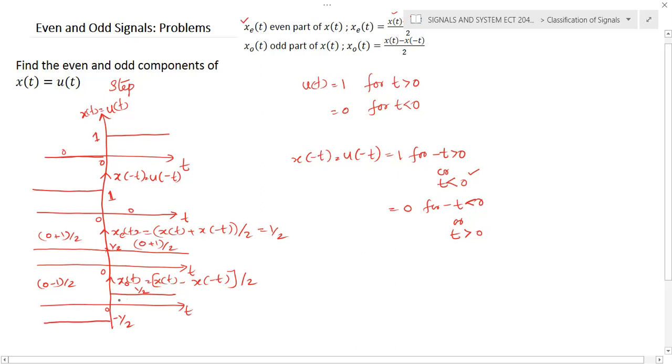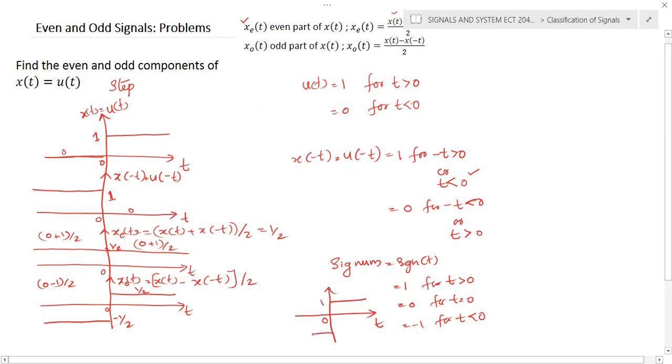So we can write the final equation in a standard form. There is a signal called signum. Okay, the signum function, which is written as signum of t, which is equal to 1 for t greater than 0, 0 for t equal to 0, and minus 1 for t less than 0. So if you draw the waveform, it will be like this. This is the signum function, and this is t, and for t equal to 0 it is 0. If t is greater than 0, the signal magnitude is 1, and for t less than 0, the signal magnitude is minus 1. So this is signum of t.